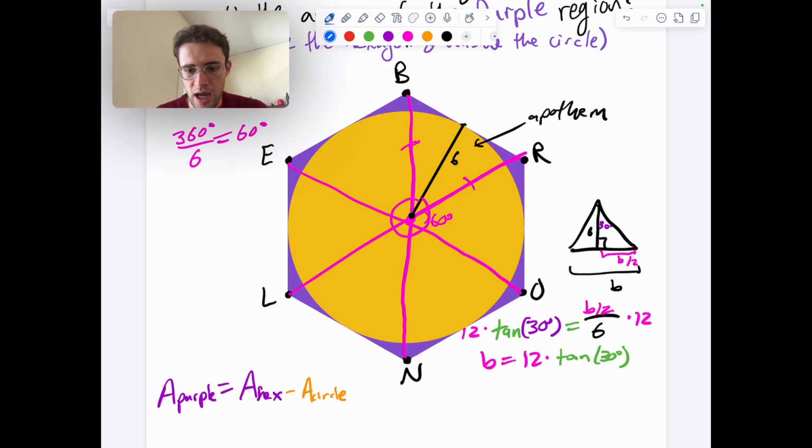We have already that the height is the apothem, so that's 6. So if you want to find the area of one triangle out of the 6 triangles here, that would be equal to the base times the height over 2, or 1/2 base height.